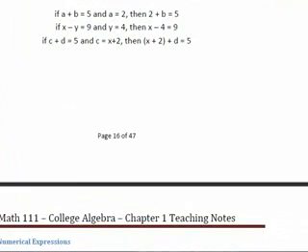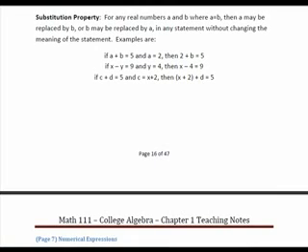So let's take a look at the substitution property. For any real numbers a and b, where a equals b, a may be replaced by b, or b may be replaced by a, in any statement without changing the meaning of the statement. That means you're keeping the statement as true as it always has been. So here are some examples. If a plus b equals 5 and a equals 2, then 2 plus b equals 5. The statement has not changed.